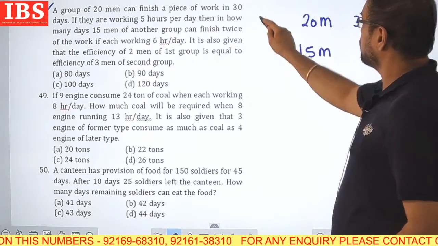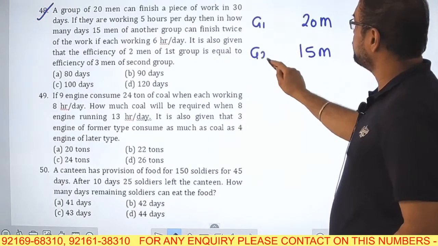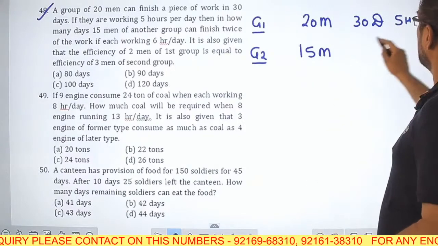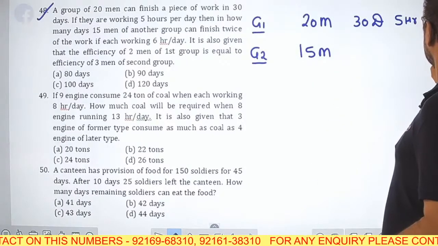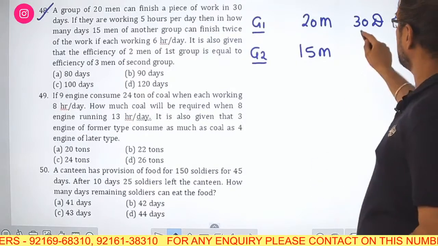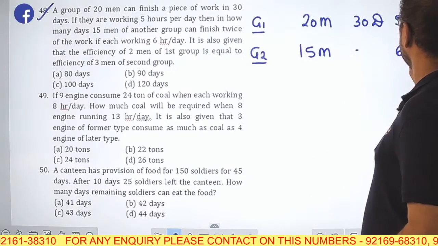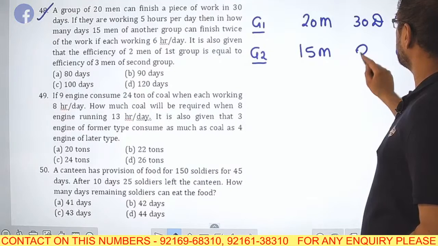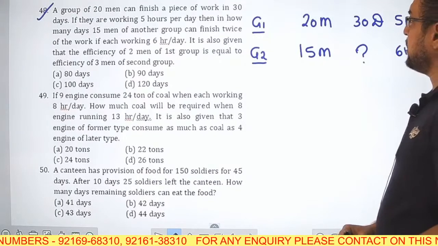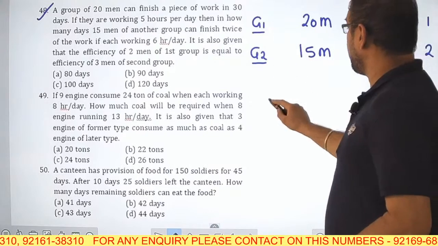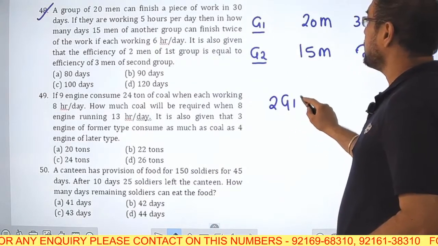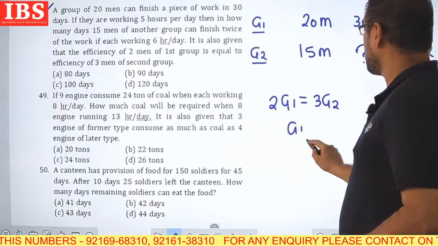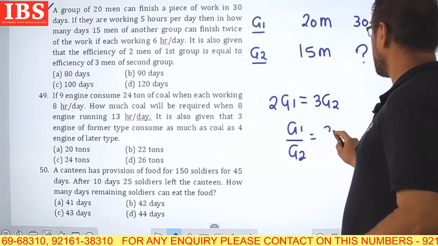This is group 1, बच्चे. This is group 2. Twice the work: if this work is 1, this work is 2. Twice the work they need to do, at 6 hours per day, and in how many days will they complete? So this is the question mark. It is given that 2 men of group 1 equal 3 men of group 2, so group 1 by group 2, basically the efficiency will be 3:2.